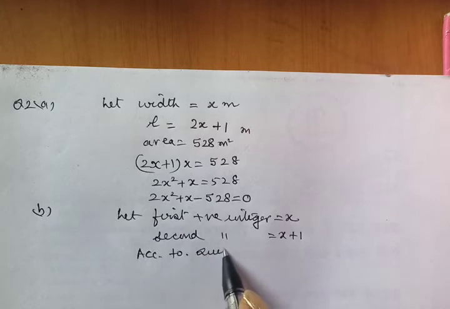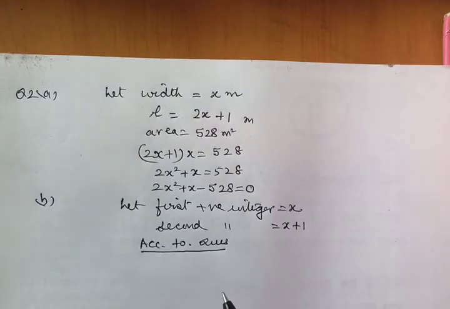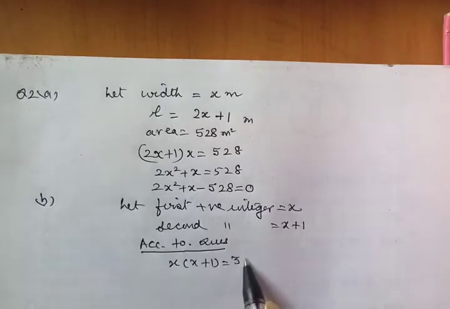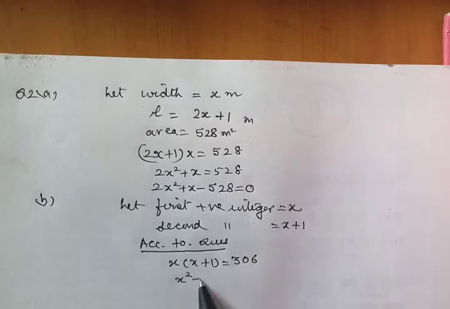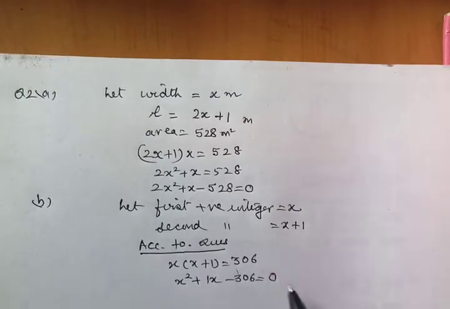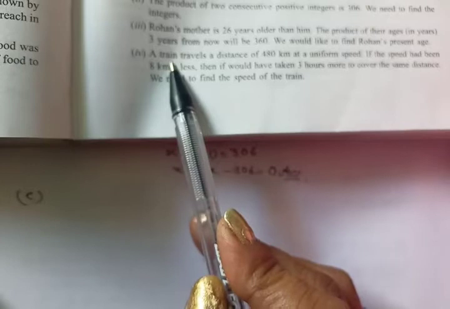In this one small phrase everything comes. According to the question, we are given their product as 306, so clearly x into (x plus 1) is equal to 306. x square plus 1x minus 306, I am eating a step here, is equal to 0, and this is our answer. Now the third part is about ages.